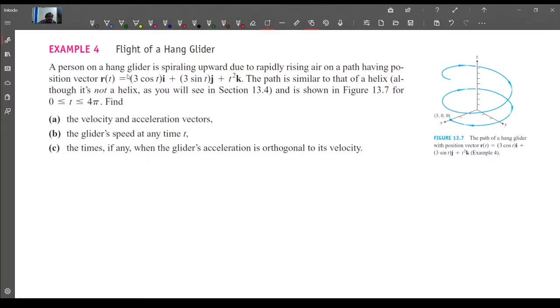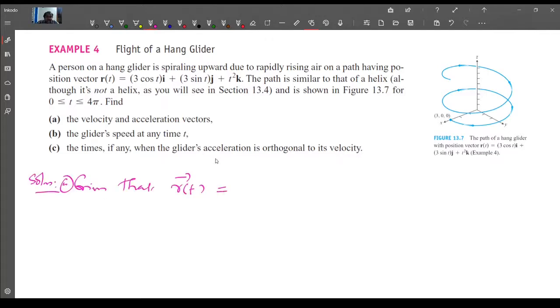A person on a hang glider is spiraling upward due to rapidly rising air on a path having position vector r of t is equal to 3 cos t i plus 3 sin t j plus t square k. The path is similar to that of a helix, although it is not a helix. It is shown in this figure for 0 less than or equal to t less than or equal to 4 pi. So we have to find the velocity and acceleration vectors, the glider's speed at any time t, and the time, if any, when the glider's acceleration is orthogonal to the velocity.